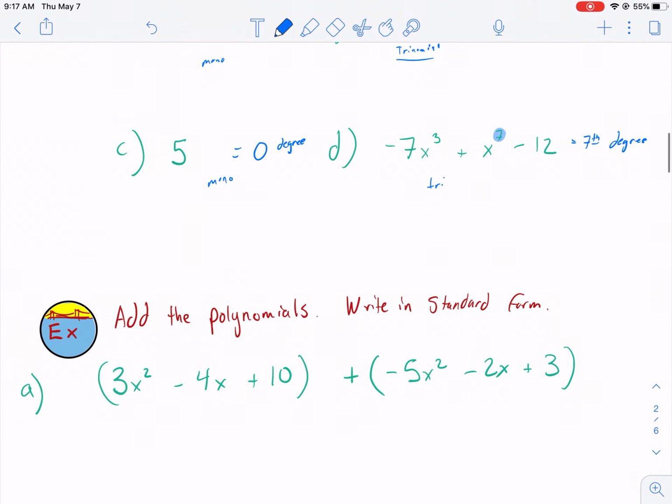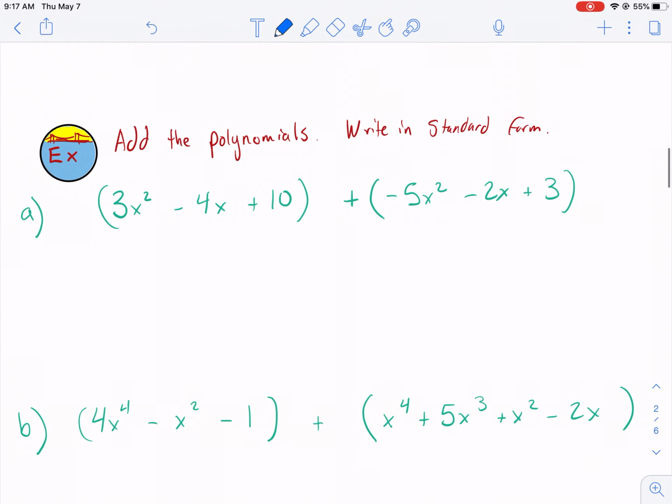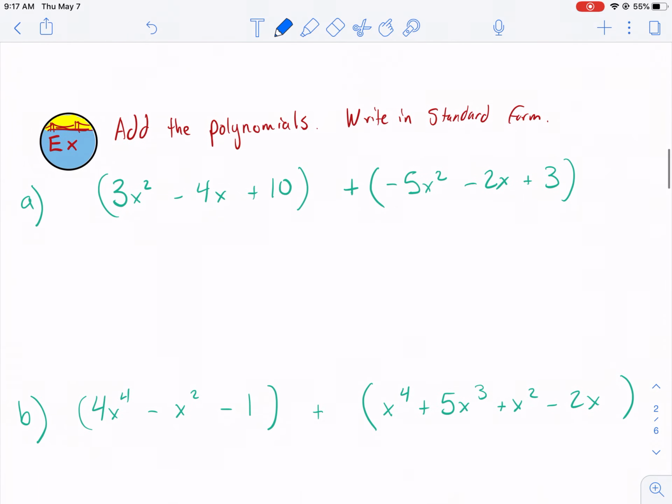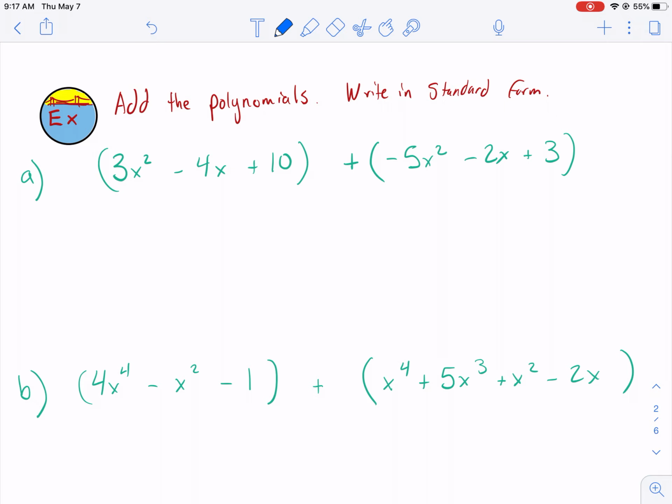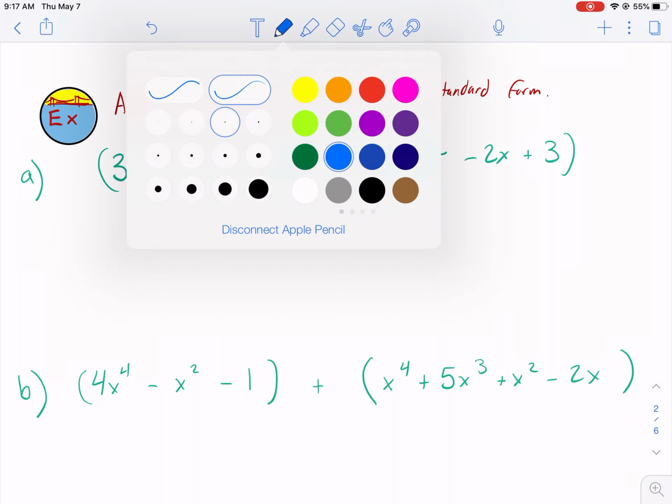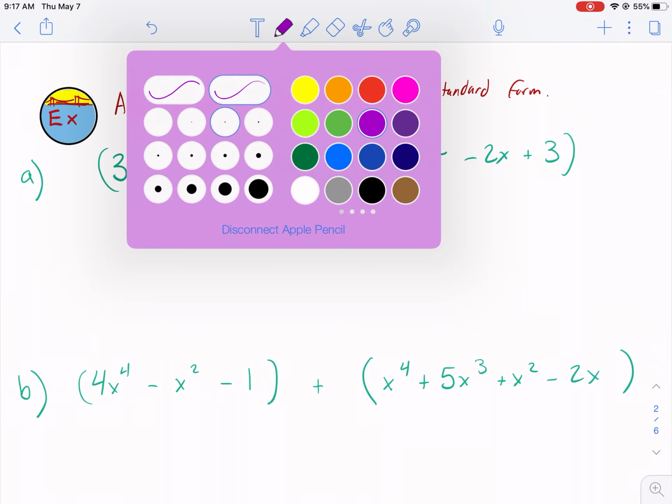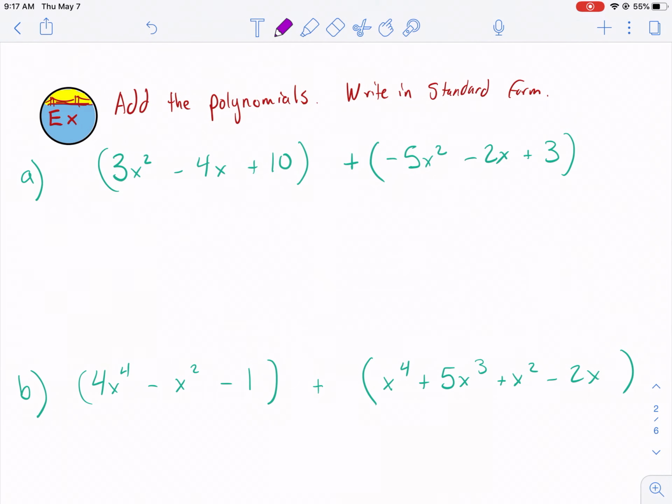Okay, now we're going to talk about adding and subtracting polynomials. So let's start with adding. We're going to write in standard form, so that means biggest degree to lowest degree. So what we need to do here is decide which ones are like terms. You can only combine the terms that have the same variable with the same power. So here we have an x squared, and we're going to include the 3 in there. The 3 goes along with it. It's like its little partner in crime.